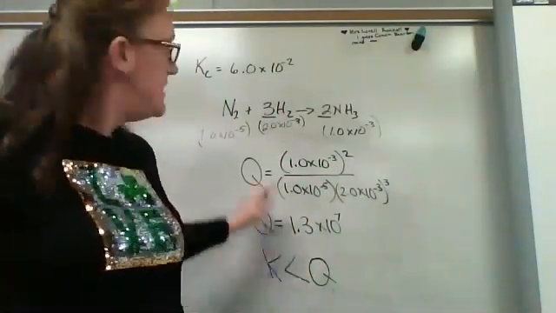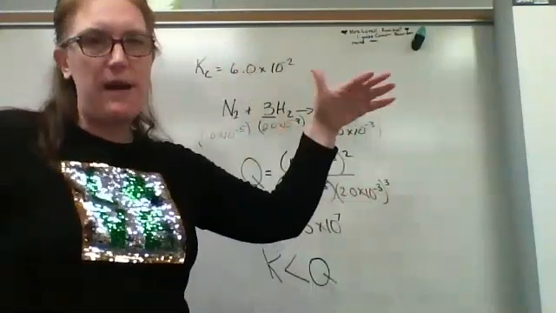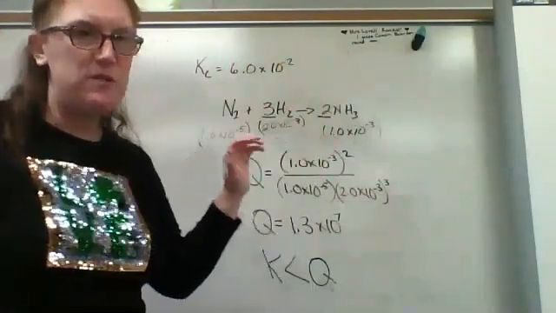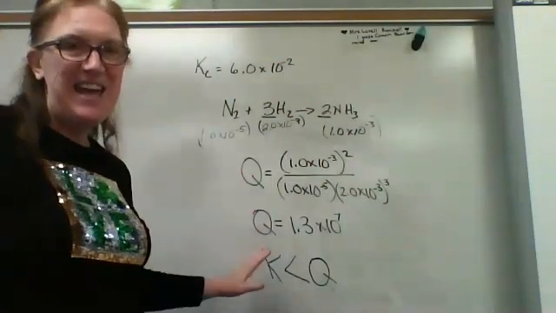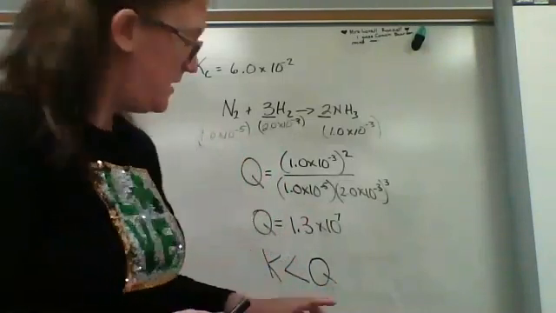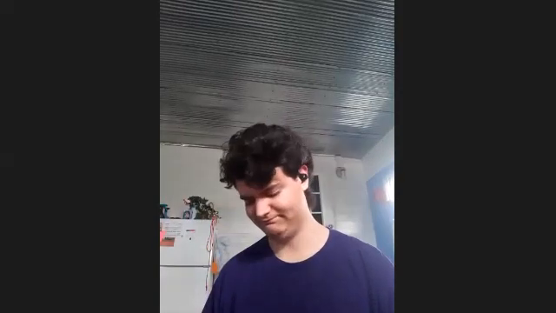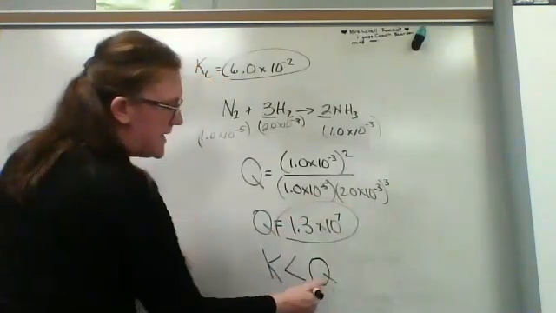Q is much bigger than K. For me, I always have to start with my K, because if I don't, I'll get them confused. So I always start in terms of K. K at equilibrium is less than Q, which means that what side is going to get favored? If K is smaller than Q, the reactants get favored.